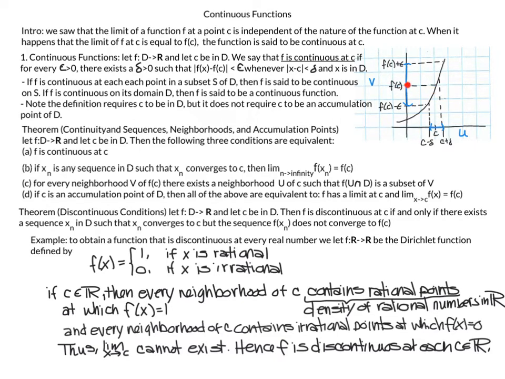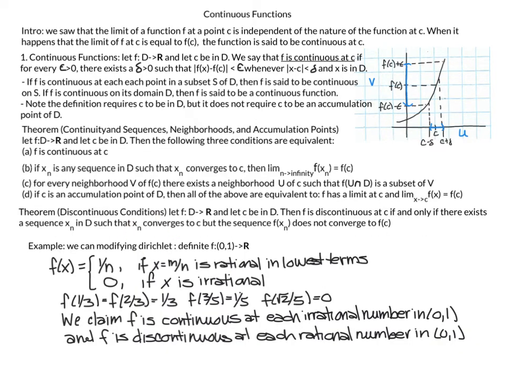So I can't find something, no matter how small I get, because these rational numbers and irrational numbers are dense in R. No matter how small I get, I can't find a small neighborhood around C that only maps to 1 or only maps to 0. Thus the limit as x approaches C cannot exist. Hence, f is discontinuous at each point C in the real numbers.